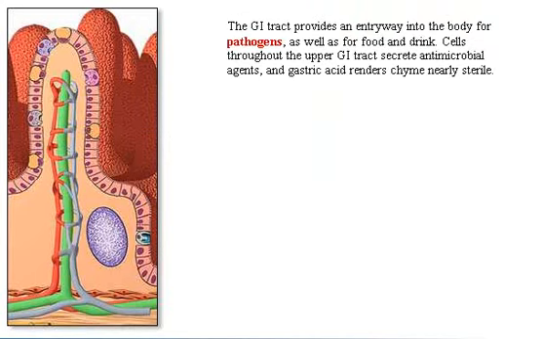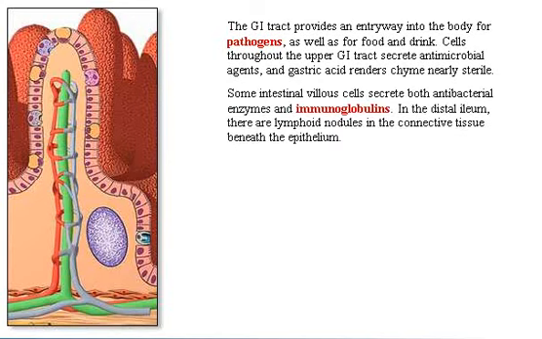The GI tract provides an entryway into the body for pathogens as well as for food and drink. Cells throughout the upper GI tract secrete antimicrobial agents, and gastric acid renders chyme nearly sterile. Some intestinal villus cells secrete both antibacterial enzymes and immunoglobulins. In the distal ileum, there are lymphoid nodules in the connective tissue beneath the epithelium.